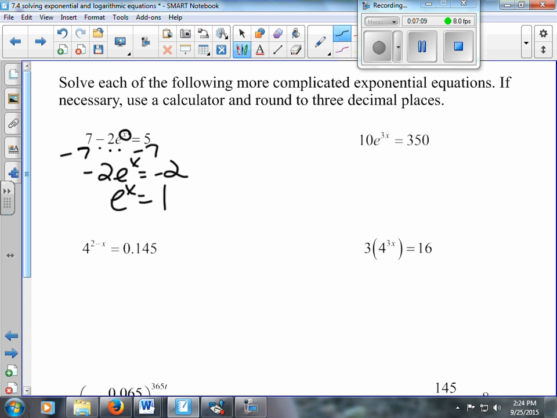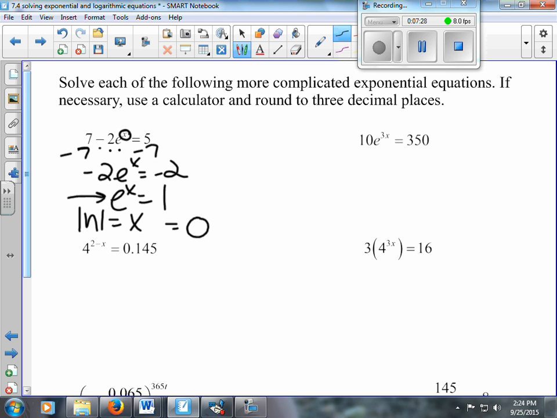Now I have to get rid of the exponential, and in order to do that, I'm going to change to logarithmic form. So this tells me that the natural log of 1 is x. Also, you know the natural log of 1 is 0. You could have probably figured that out from here. The only power that gives you an answer of 1 is the 0 power.